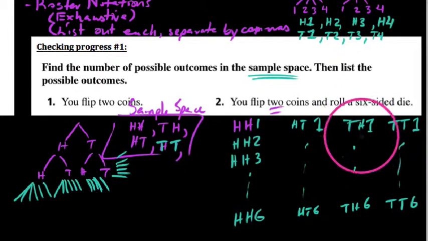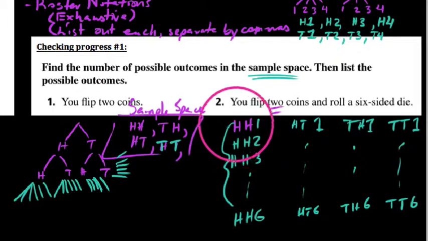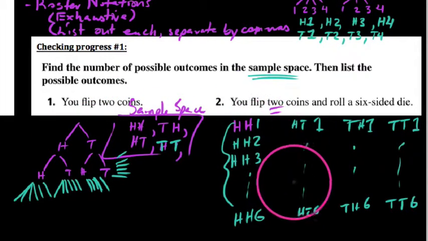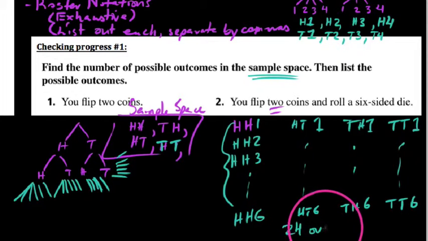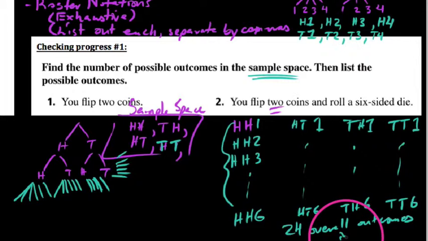Looking at this, we would say that there are 6 possible outcomes for each of these initial coin outcomes. So 4 times 6, there are 24 overall outcomes in the sample space.